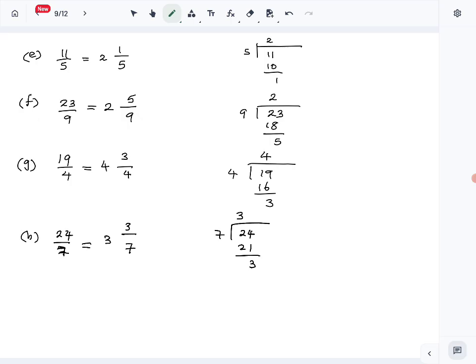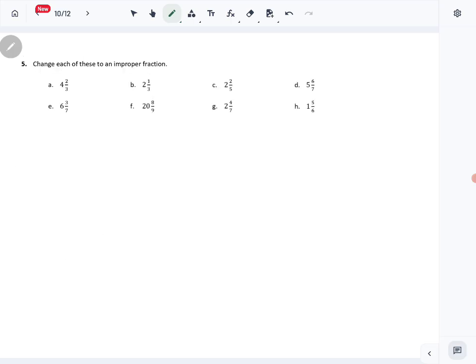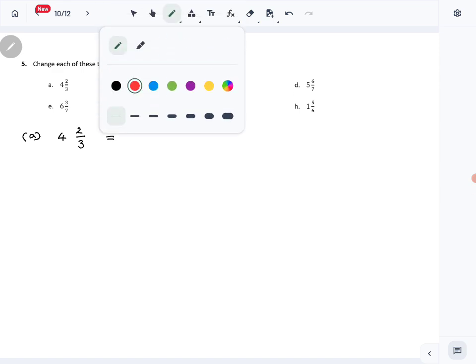Right. So that's how you convert improper fractions into mixed numbers. Right. So then the next thing we need to know is how to change mixed numbers into improper fractions. So this is the reverse of what we did in the previous question. Now we have the mixed number. Now we want to convert that into an improper fraction, right?